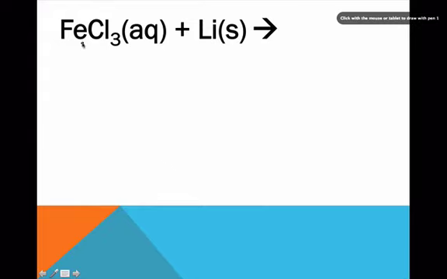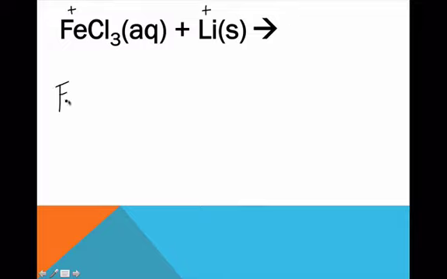I have iron 3 chloride and I'm putting it into lithium. Or I'm putting lithium solid into iron 3 chloride. Lithium is a metal, it's a positive, so I'm going to be looking at it compared to the iron 3. If you go to your activity of metals series and you look, you're going to see that lithium is at the very top. That means it's more reactive than anything else. So since it's more reactive, it's going to want to be in the compound with chlorine more than iron is. So you're going to get the products.